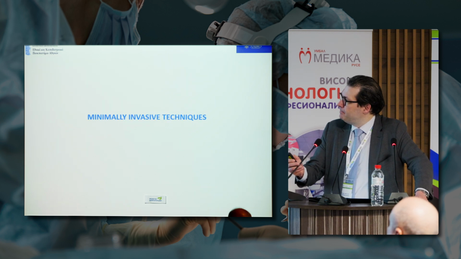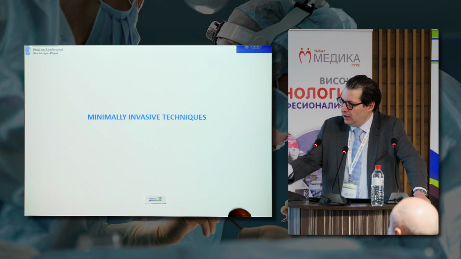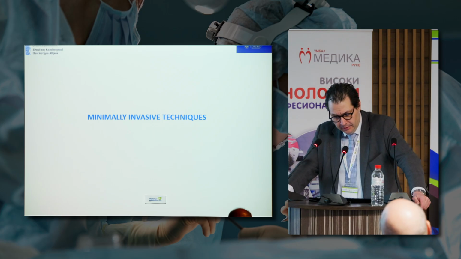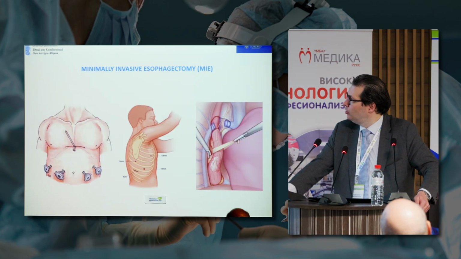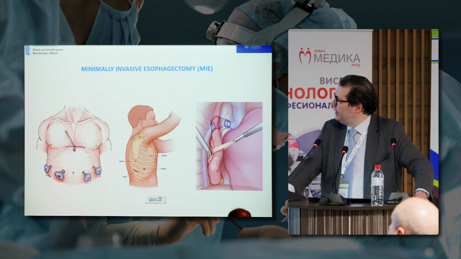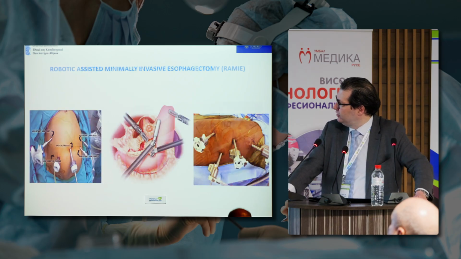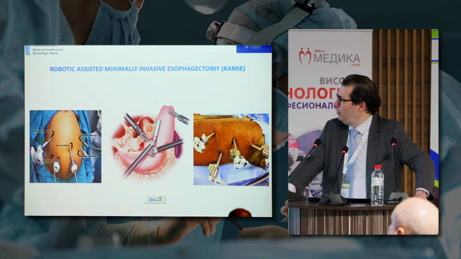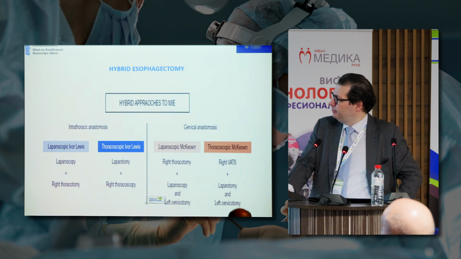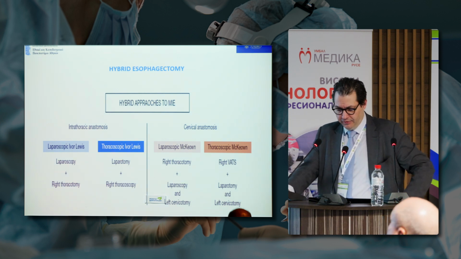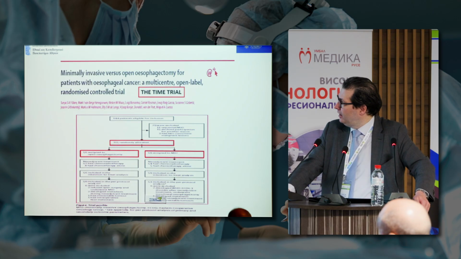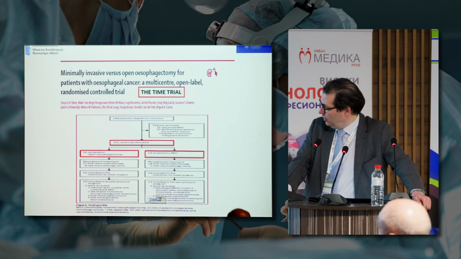Finally, minimally invasive techniques. We watched some great lectures before about minimally invasive gastrectomy and esophagectomy. We can perform laparoscopically and thoracoscopically, doing a total MIE, a minimally invasive esophagectomy, or the RAMIE, the robotic-assisted minimally invasive esophagectomy. We can go through hybrid approaches. That means to have minimally invasive for one part and open for the other during the learning curve of a surgeon or a center.